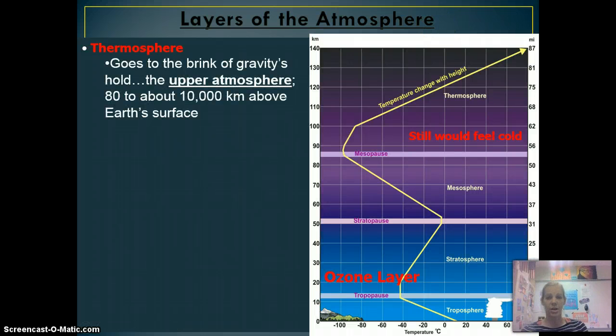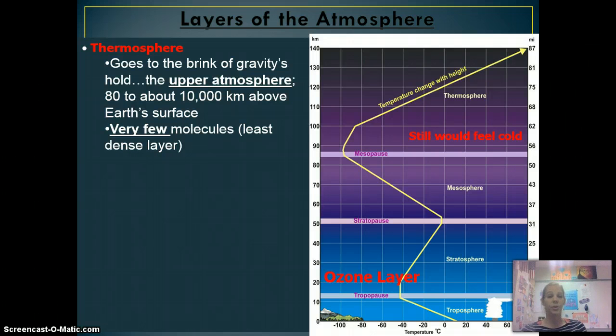The thermosphere goes to the brink of gravity's hold, meaning it is the upper part of our atmosphere, farthest from the Earth's surface. It starts at about 80 kilometers above Earth and then goes up to 10,000 kilometers above Earth's surface.